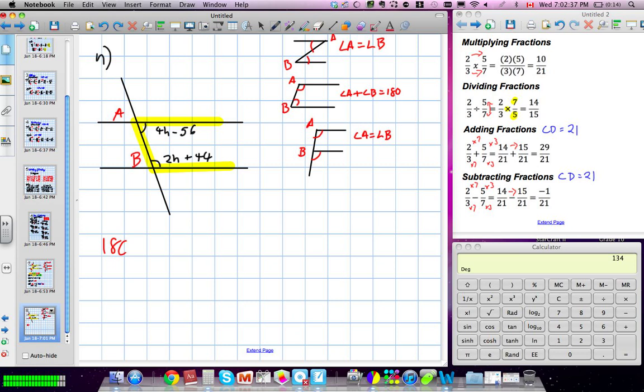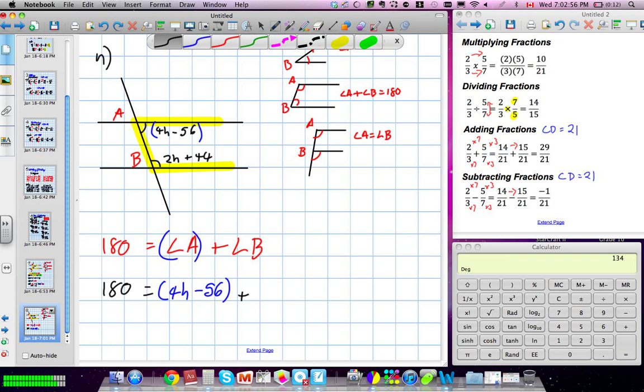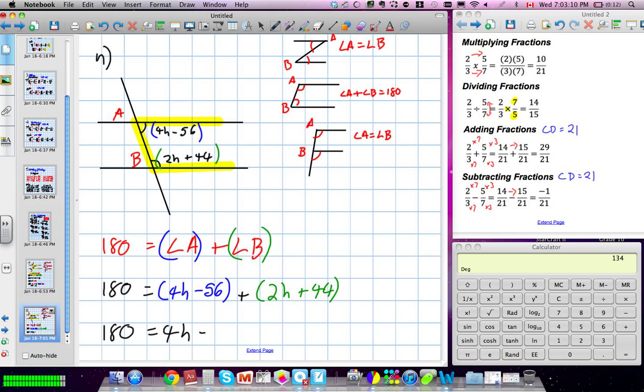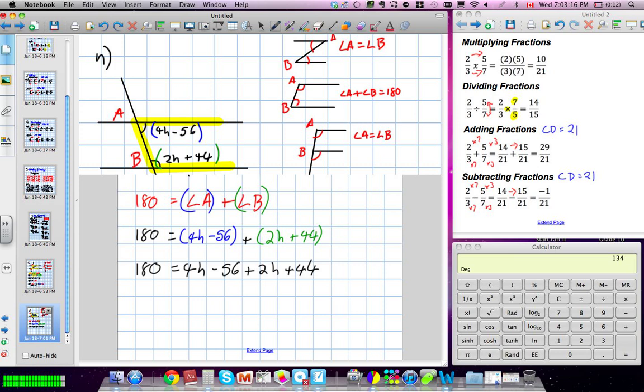So if we call them A and B again, we'll say 180 is equal to angle A plus angle B. So 180 equals, we replace angle A with this, 4H minus 56, plus, and we'll replace angle B with this, 2H plus 44. Now we're going to get rid of the brackets. So 180 is equal to 4H minus 56 plus 2H plus 44. What's the next step?